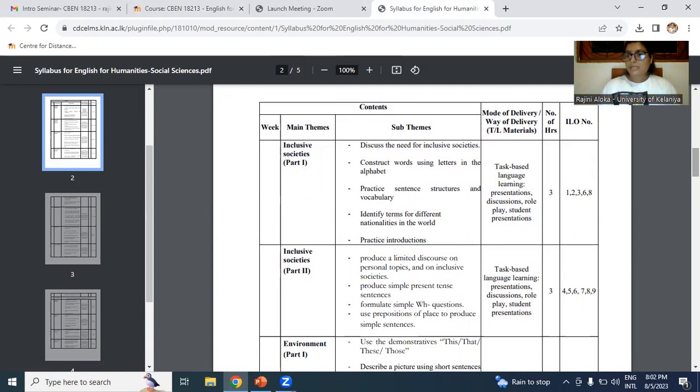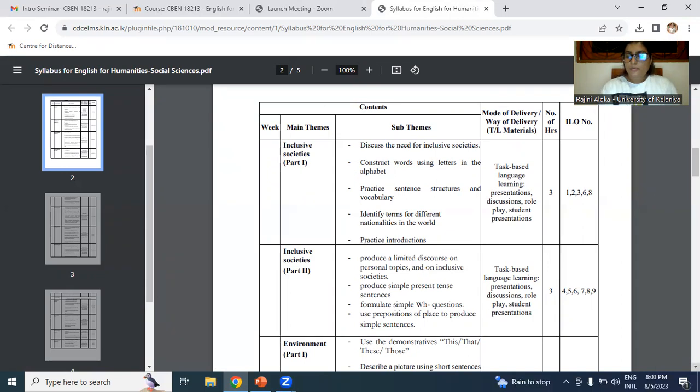Don't stress yourselves. Okay, we have very detailed lessons coming up for you in lecture recordings to cover all these lessons. Don't worry, I'm giving you a brief idea about all the lessons. Okay, so construct words using letters in the alphabet, practice sentence structures and vocabulary, identify terms for different nationalities in the world, and practice introductions.